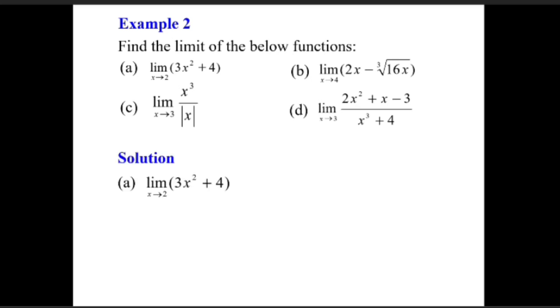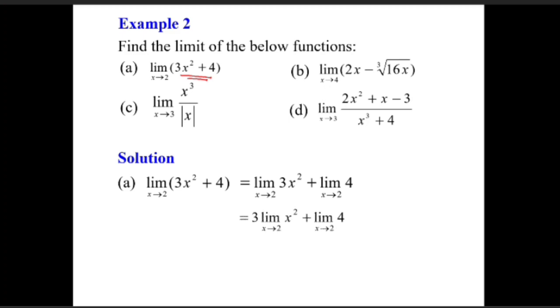Let's look at example 2. The first question is to find the limit of 3x^2 + 4 as x approaches 2. Remember in the tutorials, we always check the function from the left side of 2 and also from the right side of 2. But for this question, example 2, there's only one function given, and there's no piecewise function. So we can straight away substitute the value of 2 into the x's.